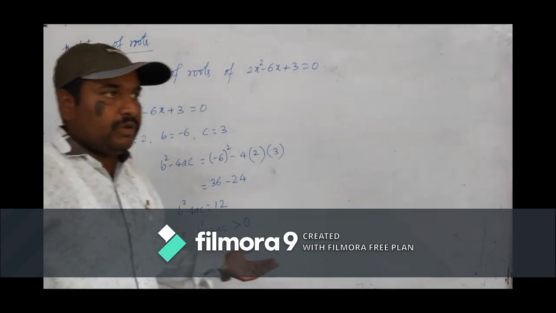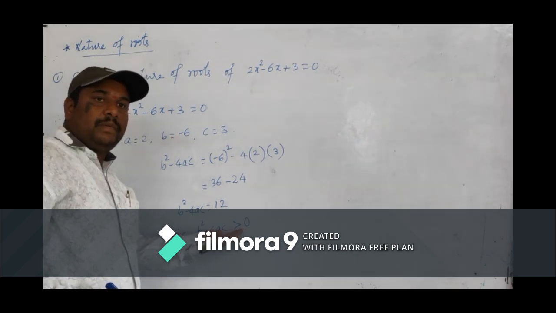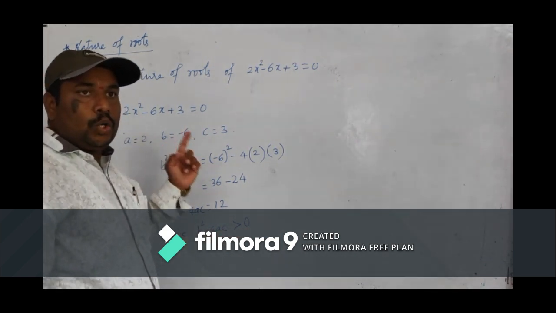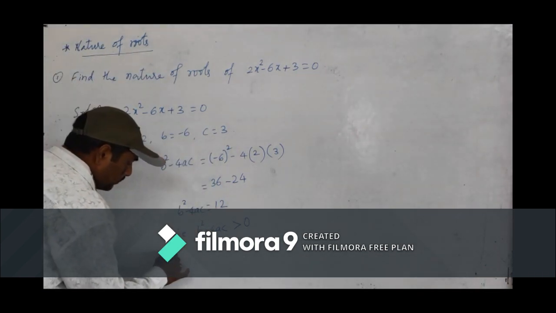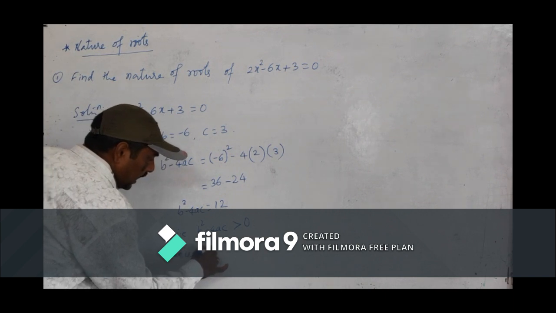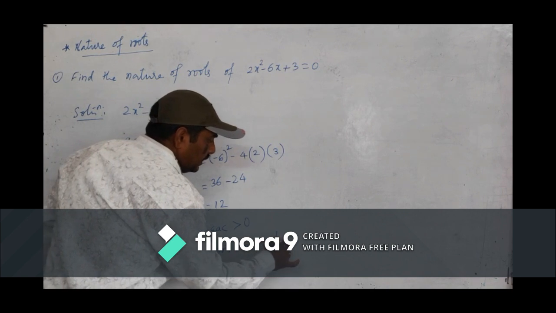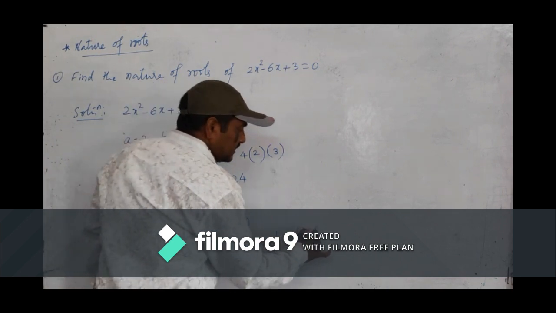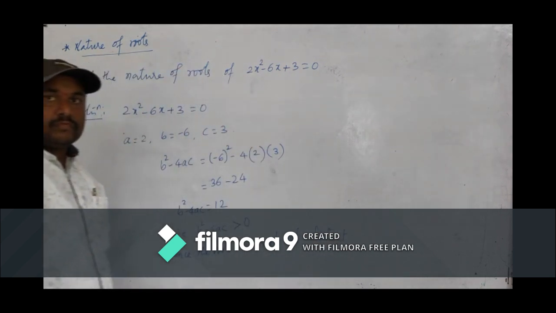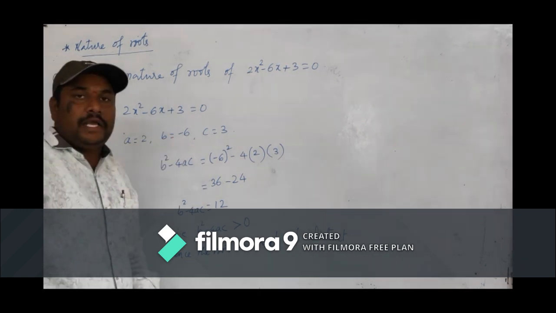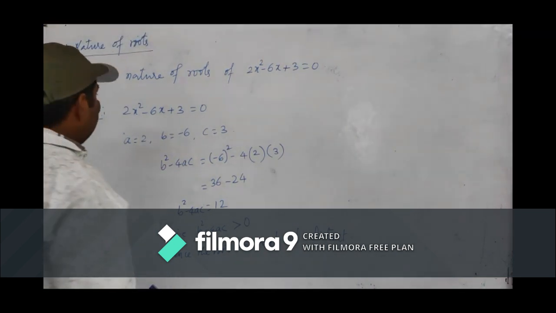Already in the previous table we saw that if the value of discriminant is greater than 0, then the roots of the equation are real and distinct. Hence, the roots are real and distinct. Like this, we can find the nature of roots of the quadratic equation. Let us see another example for this.